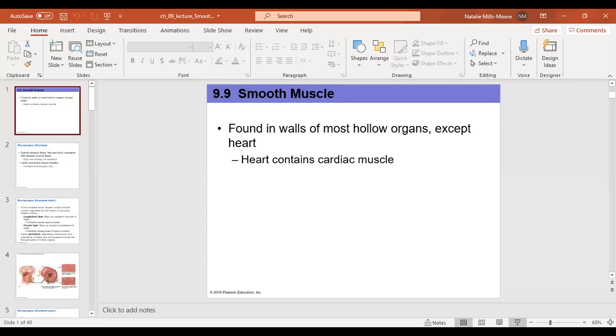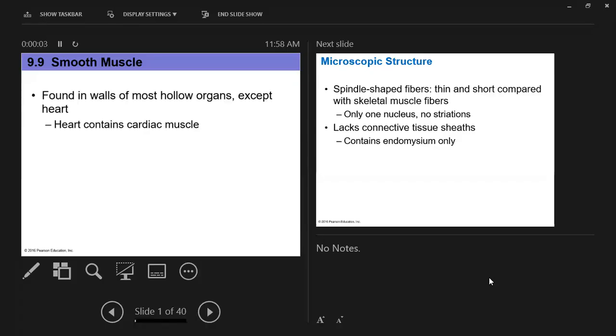So here is your smooth muscle PowerPoint. All right, let's make it big. There's 40 slides. I'm going to skip through a lot, but you should probably go through and look at the information. I just don't need to read charts to you or anything like that.